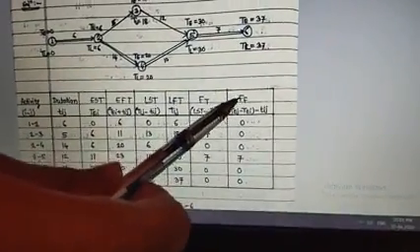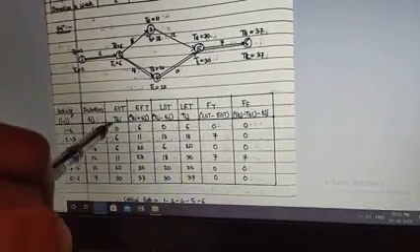So FF means free float, F for free, F for float. Now let me explain the calculation methodology for FT, that is total float. To calculate this total float, we have a simple formula, that is LST minus EST. That means this column answer minus this column answer.